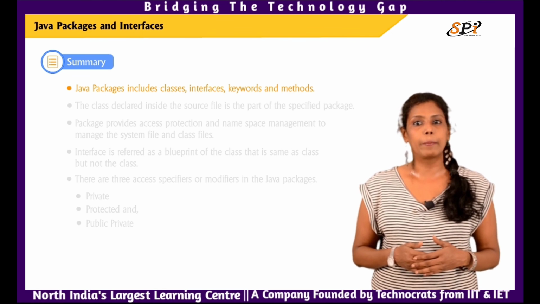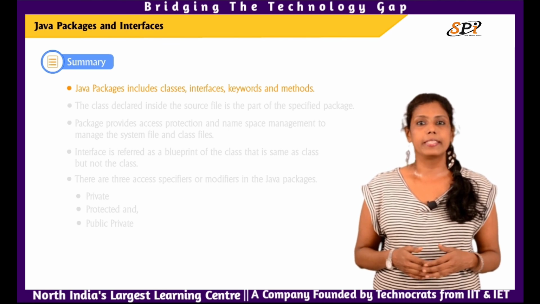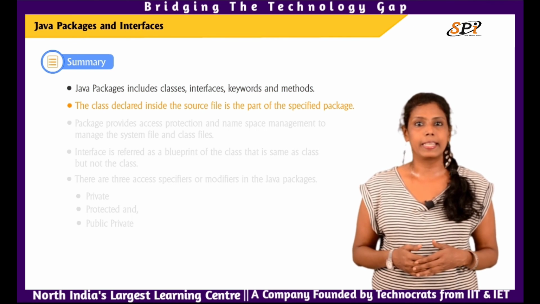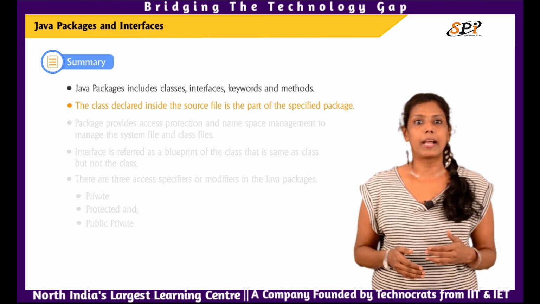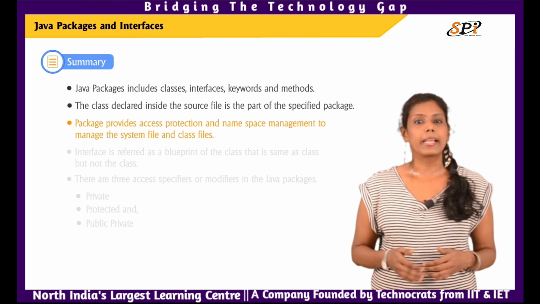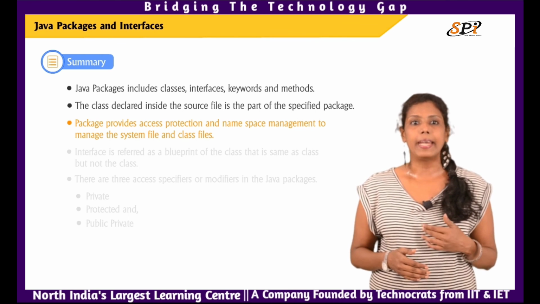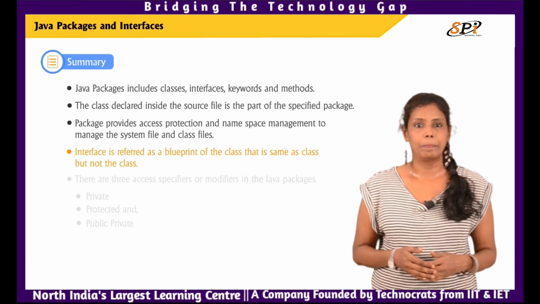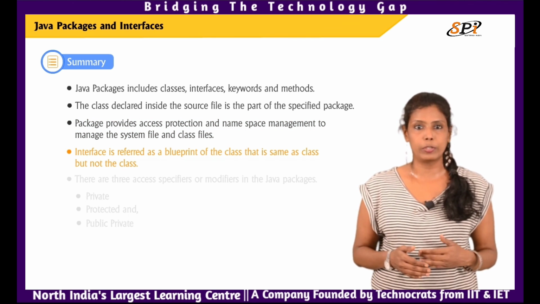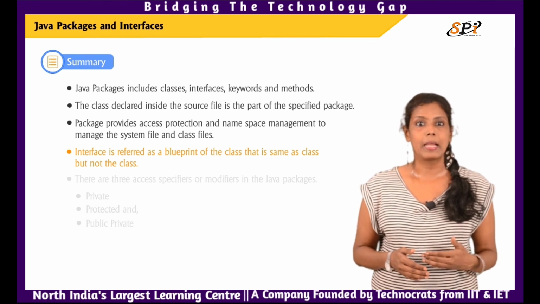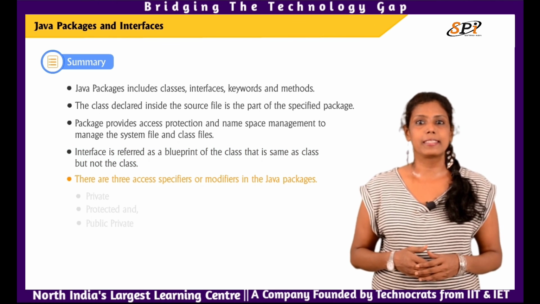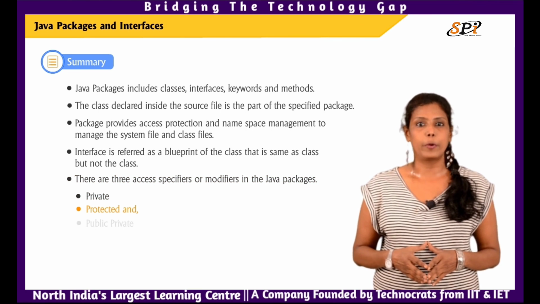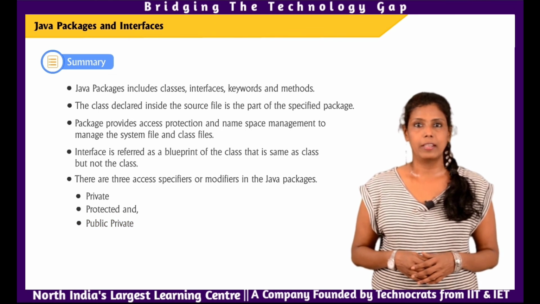Let us have a quick recap on what we discussed. Java packages include classes, interfaces, keywords and methods. The class declared inside the source file is part of the specified package. Package provides access protection and namespace management to manage the system file and class files. An interface is referred to as a blueprint of the class, that is the same as a class but not a class. There are three access specifiers or modifiers in the Java packages: private, protected and public.